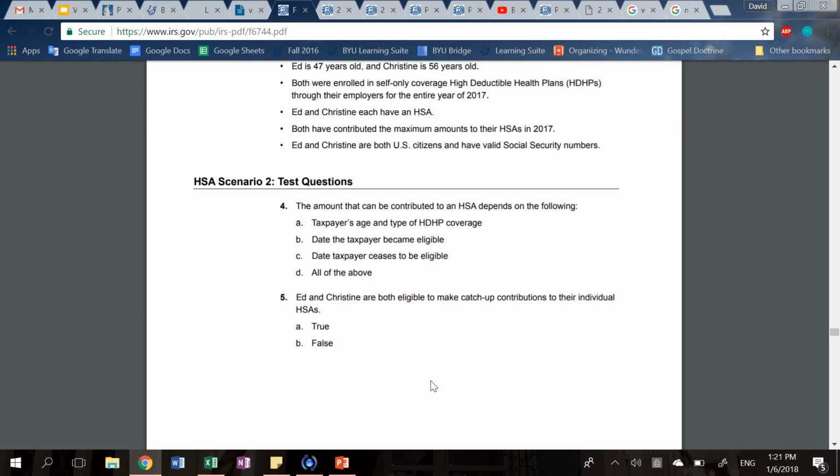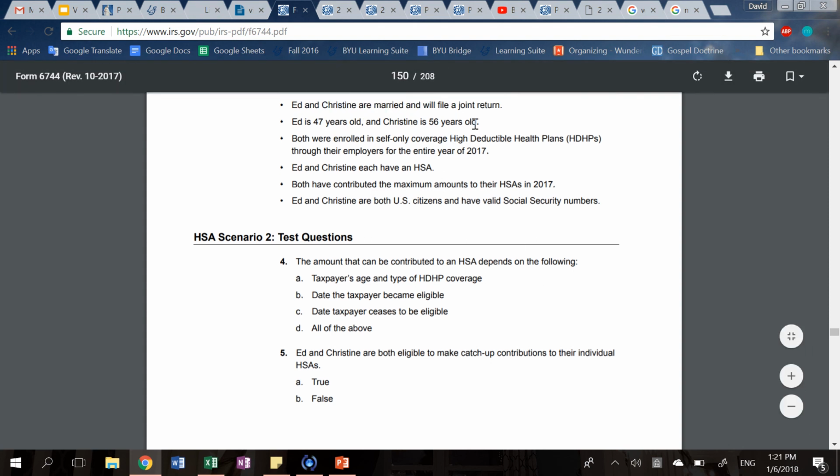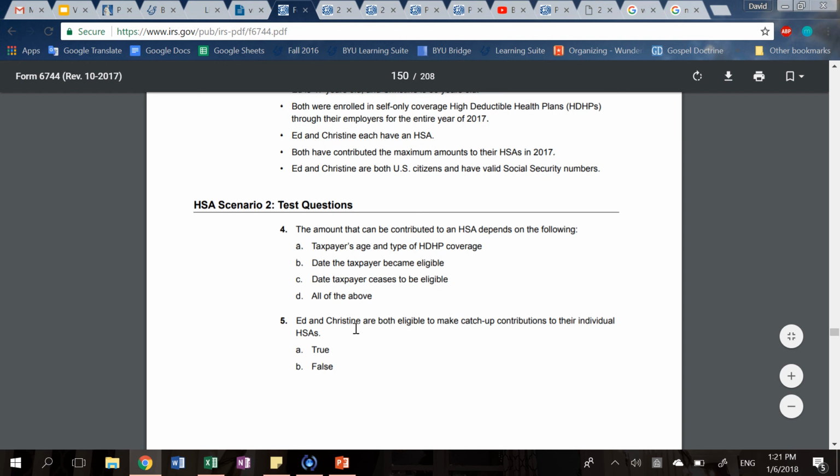Ed and Christine are both eligible to make catch-up contributions to their individual HSAs. True or false? If we remember the rule, you have to be older than 55 to be eligible for these catch-up contributions. If we look at how old they are, Christine is 56, so she would be eligible, but Ed would not be eligible because he's only 47. And because the question says that they are both eligible, this is false.